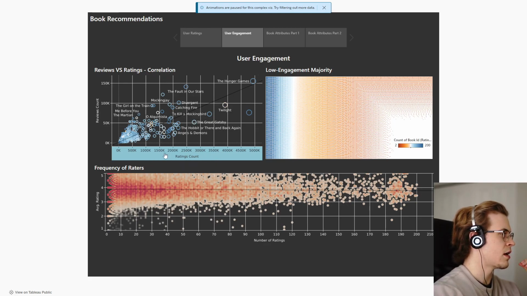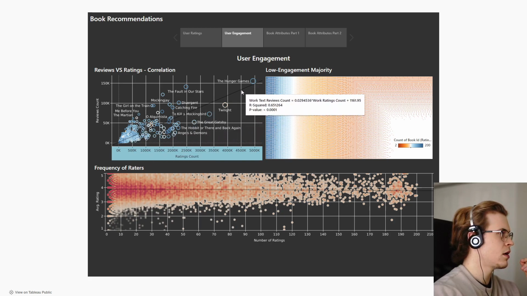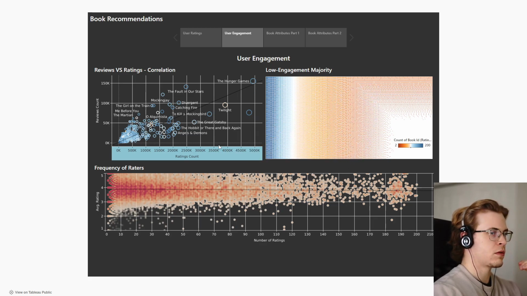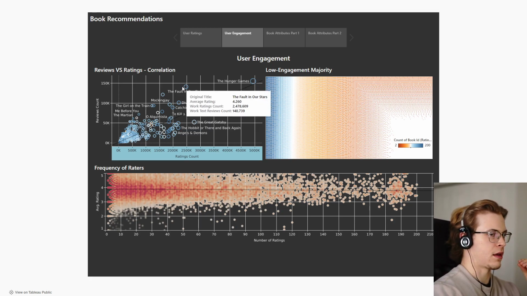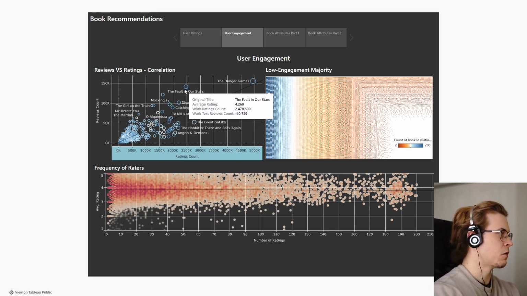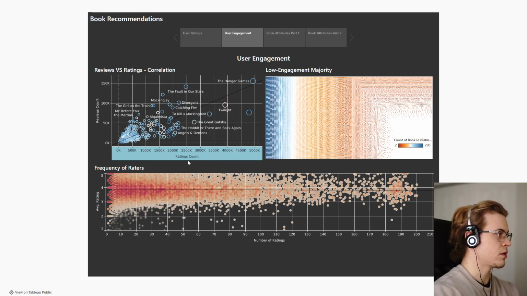Here we see that as ratings increase on a book, so do the number of text reviews that they have. So this makes sense that they are linearly and positively correlated. But what I thought was particularly interesting was books like The Fault in Our Stars, where they have a greater proportion of text reviews compared to the number of ratings they have.